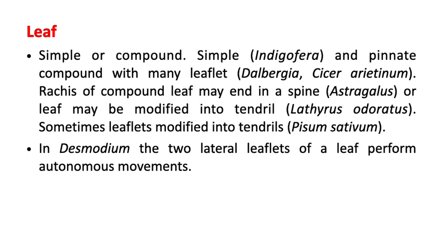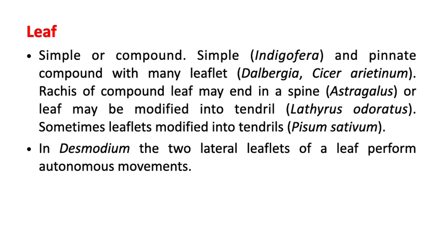Leaves are simple or compound. Simple leaves are found in Indigofera. Pinnately compound with many leaflets are seen in Dalbergia and Cicer arietinum. Cicer arietinum is chana, gram. Dalbergia sissoo is shisham.